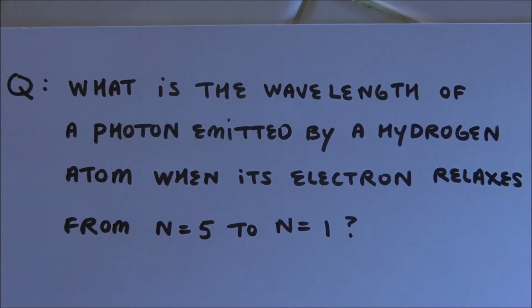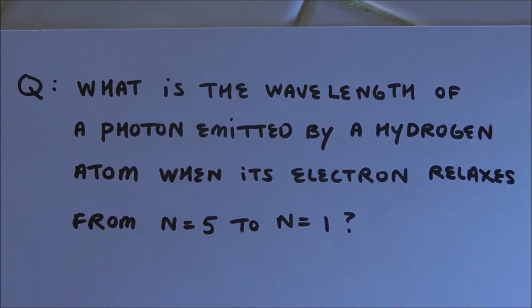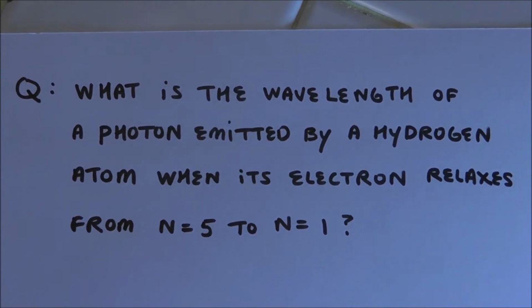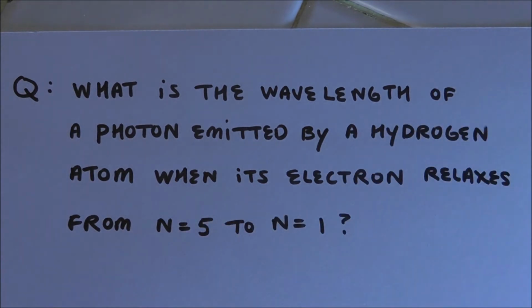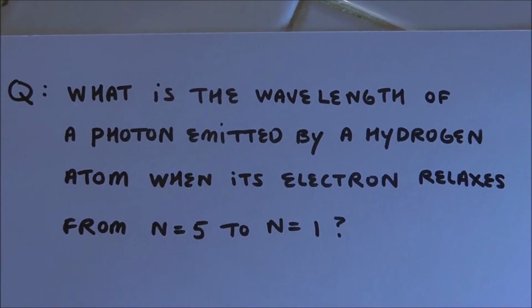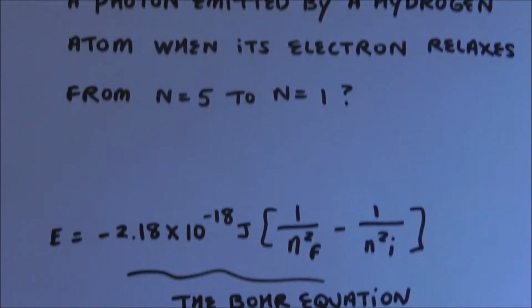We're getting back to the material and we're going to talk about light and energy, wavelength, frequency. Question of the day is, what is the wavelength of a photon emitted by a hydrogen atom when its electron relaxes from n equals 5? Those are quantum numbers, quantum levels, shells where the electrons can exist. When it relaxes, that means going from higher to lower, n equals 5 to n equals 1.